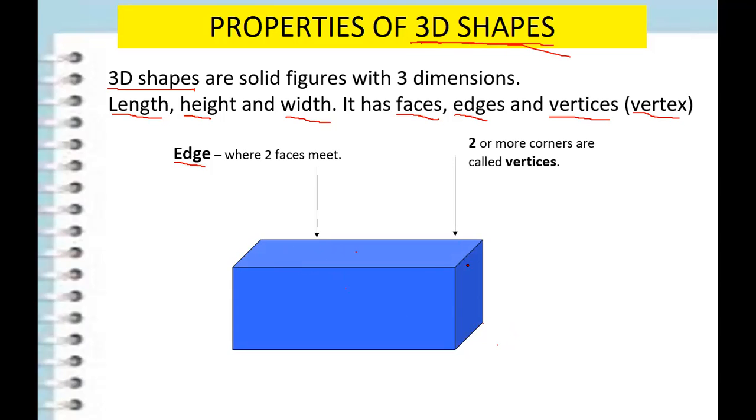Next one. 2 or more corners are called vertices. If it's only one, we say vertex. So this is a vertex, and this is also a vertex. This is also a vertex. Again, another vertex, and another vertex. So these are called the vertices.